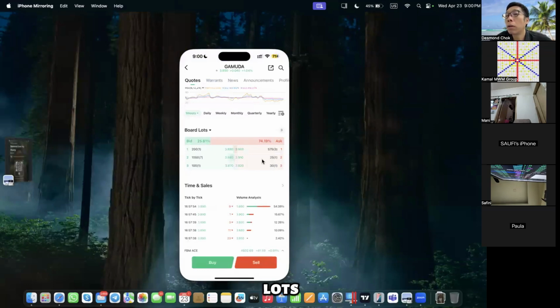How to set up bot lots? I can't see. This one I'm not clear. Oh, this one is not set up. This one, bot lots, when you open the account, you can see already.